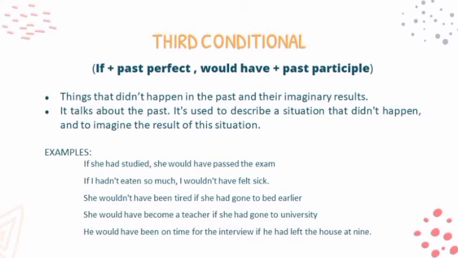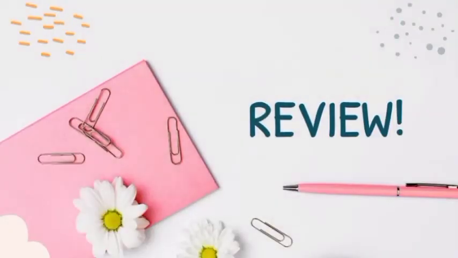She wouldn't have been tired if she had gone to bed earlier. She would have become a teacher if she had gone to university. He wouldn't have been on time for the interview if he had left the house at 9. And that's it. We're done with the 4 main kinds of conditionals. Let us now have a short review about it.